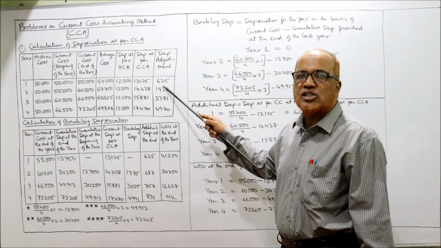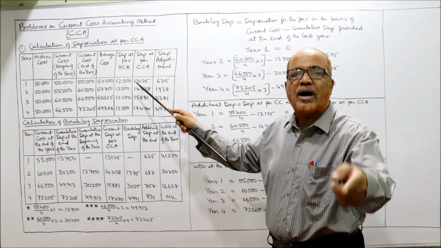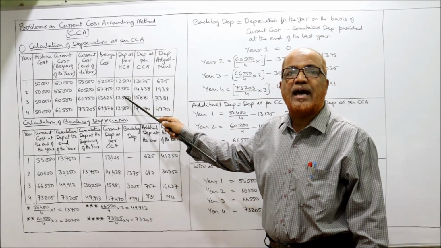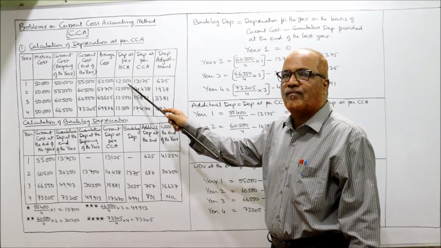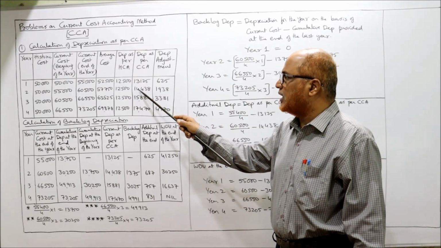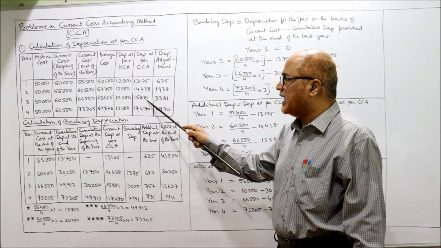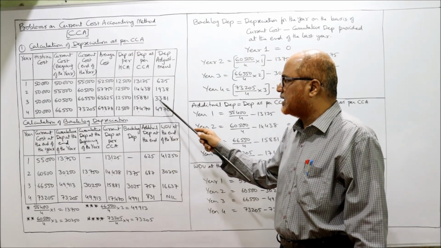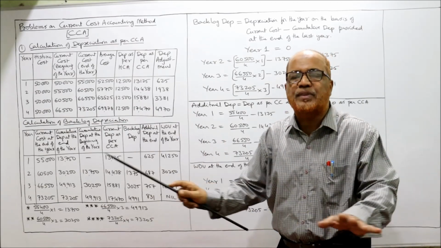Now, depreciation adjustment means depreciation as per CCA minus depreciation as per HCA. So 13,125 minus 12,500, you will get 625. 14,438 minus 12,500, 1,938. 15,881 minus 12,500, 3,381. 17,470 minus 12,500, 4,970. That's all.